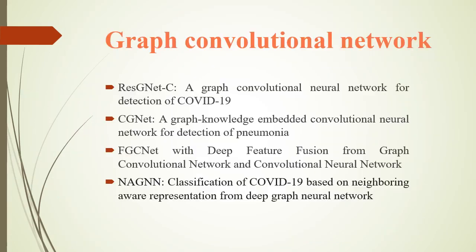4 graph convolutional networks are introduced. We will introduce in the following slides ResGNet-C, CGNet, FGCNet, and NAGNN.